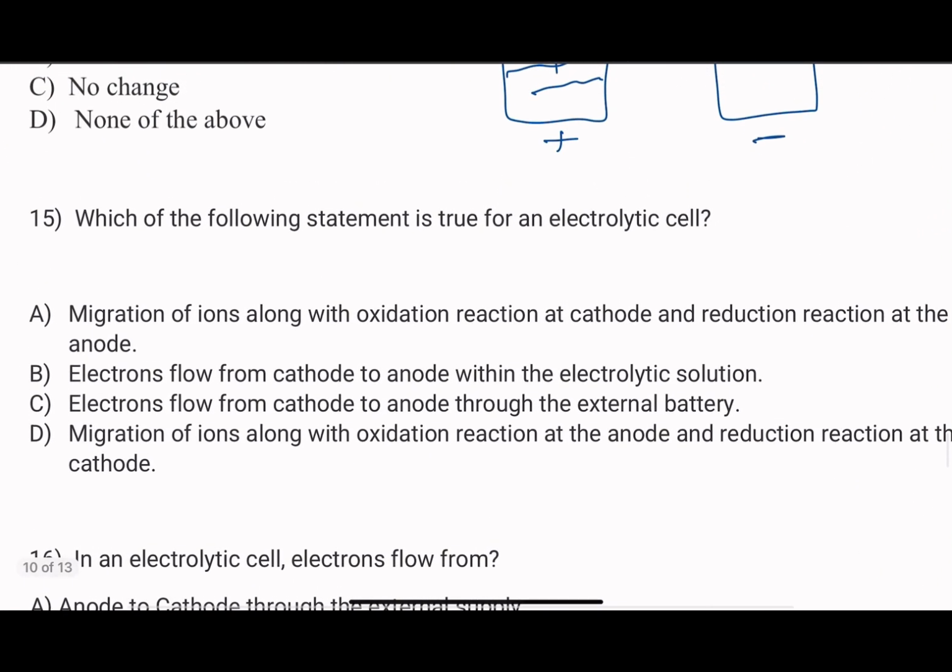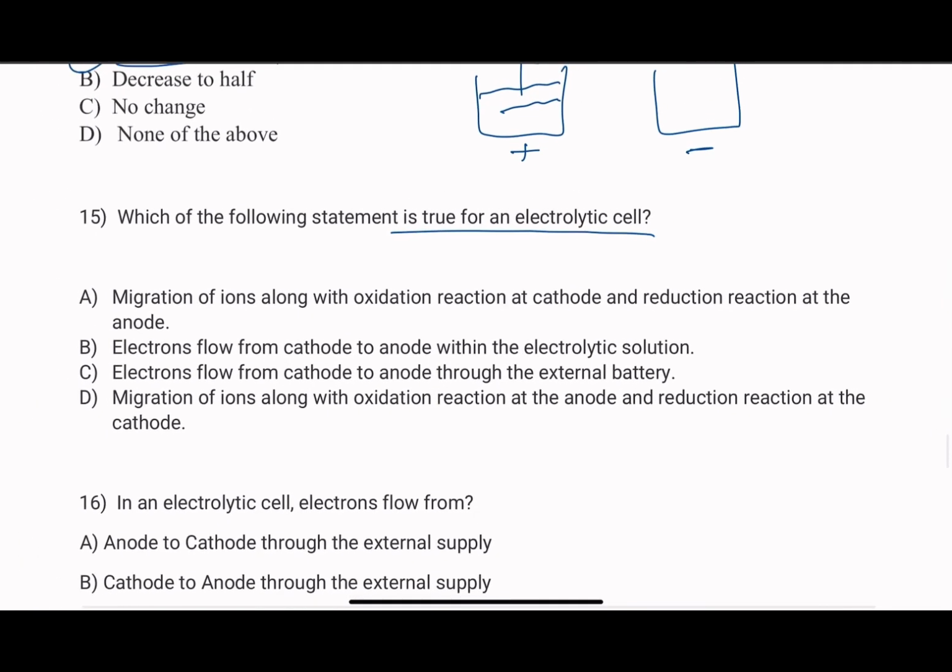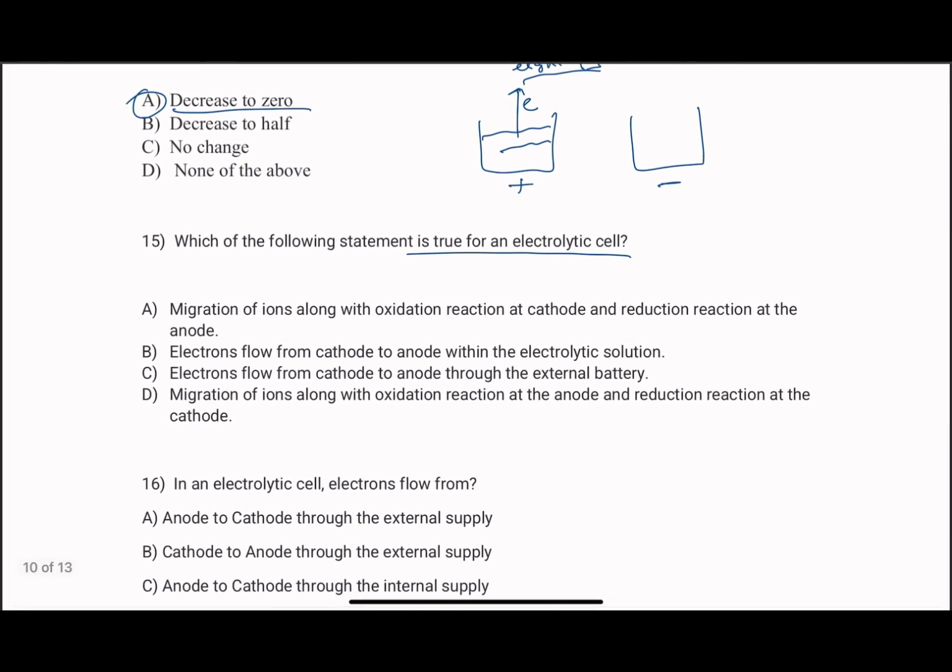15. Which of the following statements is true for an electrolytic cell? If you go through here, migration of ions along with oxidation reaction at cathode and reduction reaction at anode. We know that reduction happens at the cathode. Okay, so this is not right. Electrons flow from cathode to anode. We said that it goes from anode to cathode. Again, migration of ions along with oxidation reaction at anode, reduction reaction at cathode. Red cat, an ox. Sorry again. So the answer is D. A, B, C are wrong.